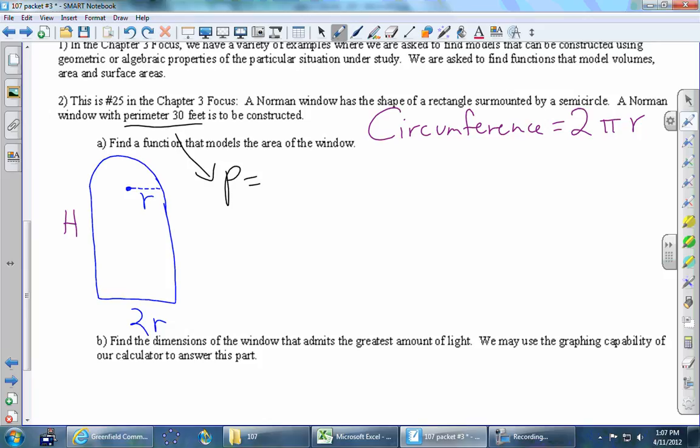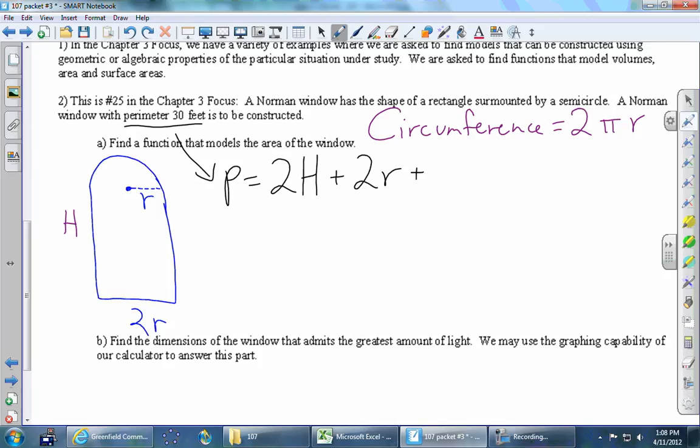Perimeter equals. Let's do the straight sides first. How many H's do you have? I have 2 H's. What about the bottom side here? That's 2R. Those 2's are kind of different. You have 2 H's, literally you have 2 vertical sides. The bottom is the only horizontal side you have, but it happens to be double something. It's 2R. Plus, then what do we still have to account for?